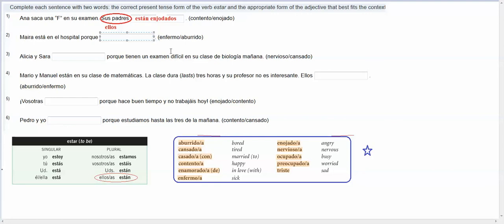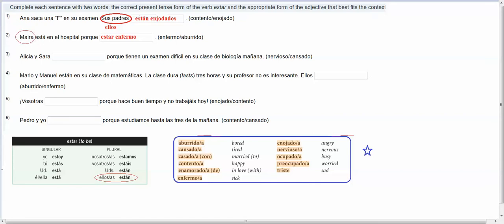Right over here. Okay, so I'm going to put estar, and I'm going to put enfermo. Okay, but again, I'm going to have to make this stuff agree. So if I go over here, who's in the hospital? It's Mayra, which is the same thing as ella. So if I go down here, here's ella, so it should be está. So I need to change my estar to está.